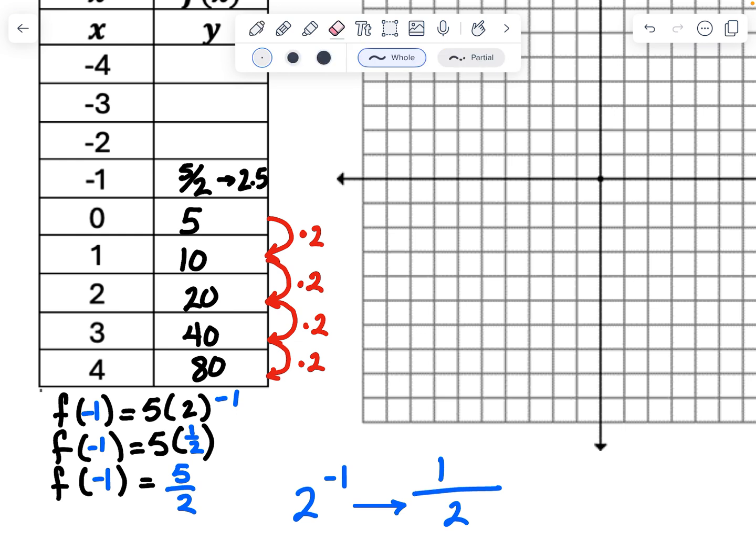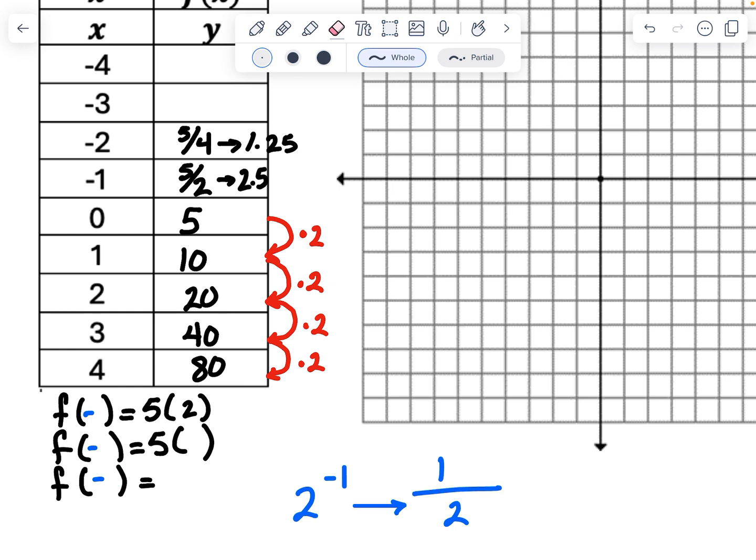All right, let's try again, but this time, let's change the power to negative 2. So the value of x is negative 2. So we're going to replace the exponent with negative 2. That would make our fraction 1/4, and 5 times 1/4 is 5/4. So we could say 5/4, or if you don't like 5/4, you could say 1.25. Those are equivalent values.